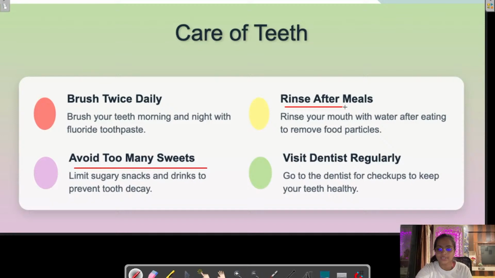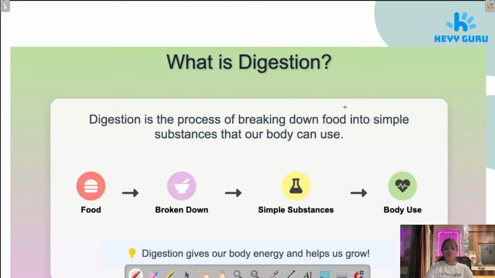Yes or no? Yes. Okay, then now we are done with the part called teeth.